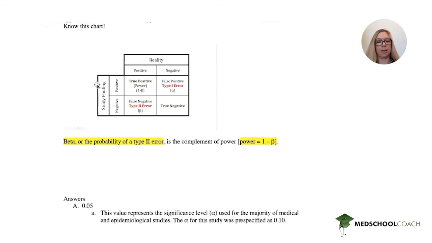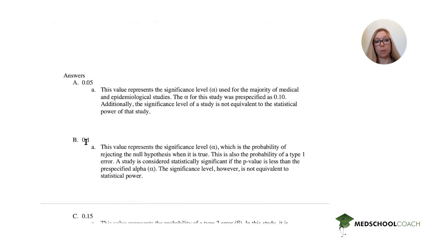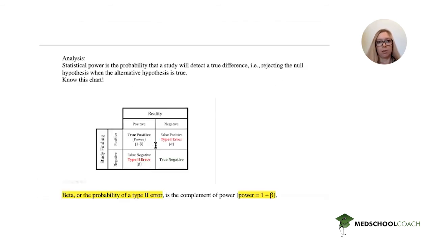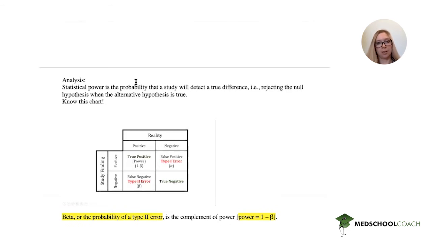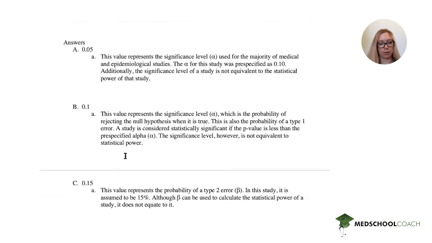But let's go through the rest of the answers just for fun. So 0.05. This is the typical significance level of most epidemiological studies, but the alpha in this case was 0.1. So we already have the significance level, so this isn't going to be it. 0.1 is what we know is the significance level. This is the probability of rejecting the null hypothesis when the alternative is true. Again, this is our alpha. This is not going to be what we're looking for in power.